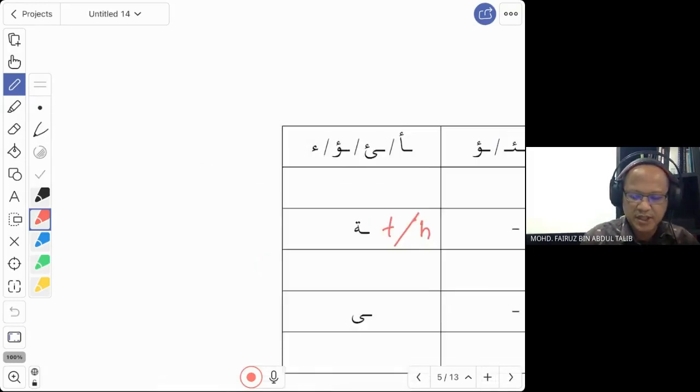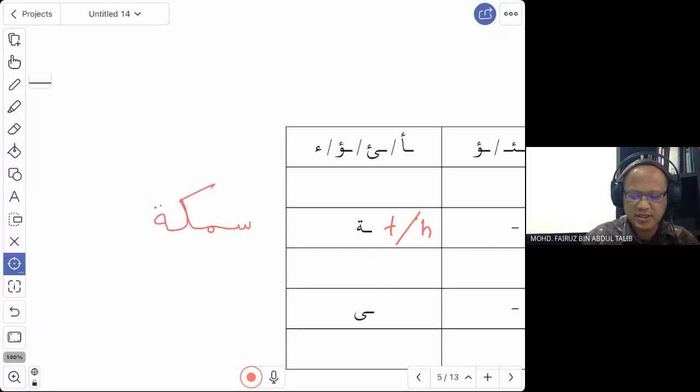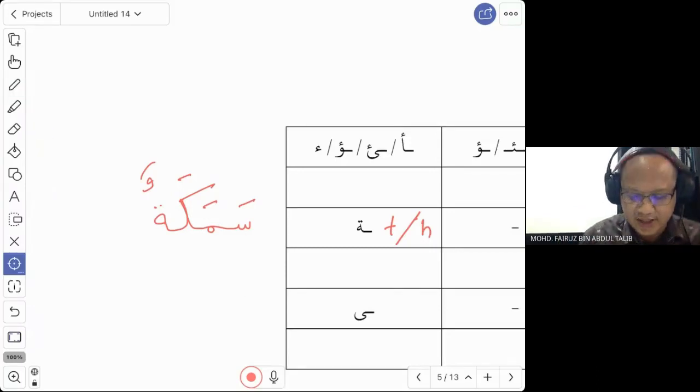So for example, let's write an example. Let's just take a random word. I write this word: sin, mim, kaf, and ta. So you have four letters: sin, mim, kaf, and ta. I write the vowels: sa, ma, ka, tun. We have seen all these vowels in the previous class. So let's say you read the word sa, ma, ka, tun.